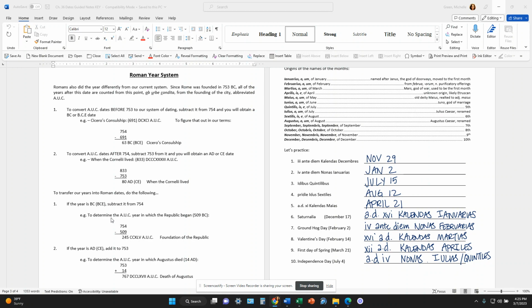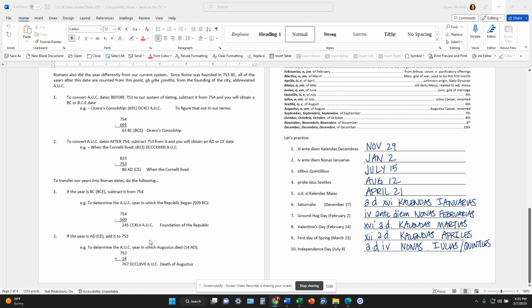So to determine if an AUC date is a BC date, you would have to subtract it from 754, meaning it's less than 754, so BC. So 754, which accounts for year one because we're already past 1 and -1, you're going to subtract 509 from that, and that will give you an AUC date, 245 from the founding of the city.